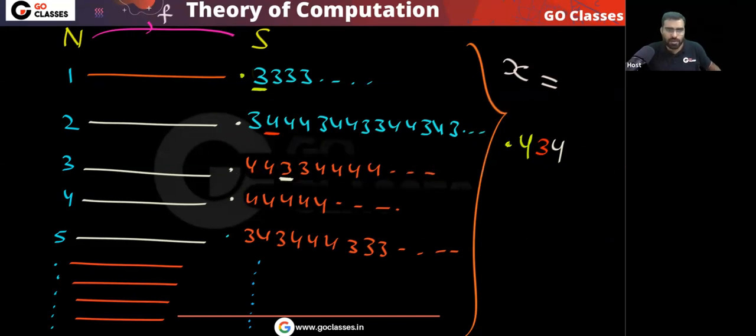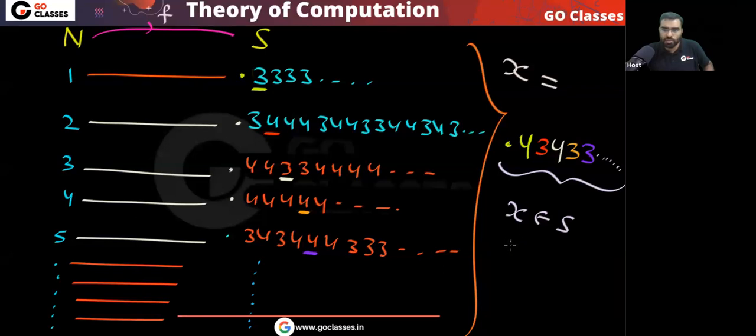Next, what will be the next digit? The next digit will be 3. Okay. Next, what will be my next digit? You can see my next digit will be 3. And so on, dot, dot, dot. So I have created this x. Can you notice this x belongs to S, but is not covered in this bijection? This x belongs to S, but is not covered in F.